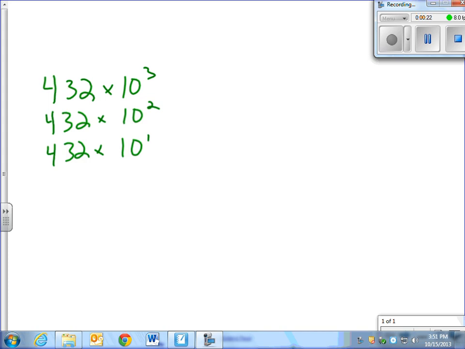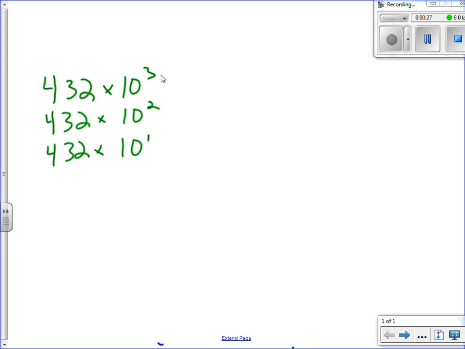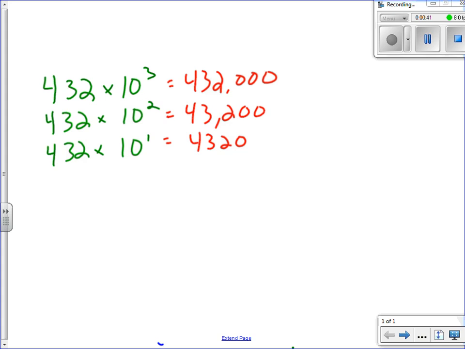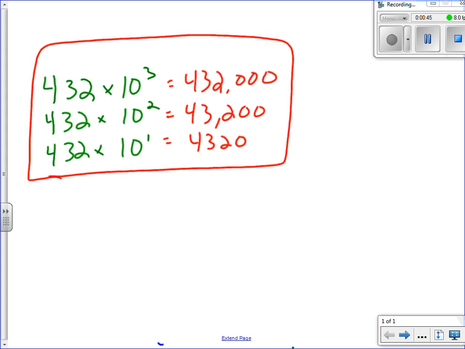And you have 432 times 10 to the third equals 432,000. And then you have 432 times 10 to the second equals 43,200. And then the last one is you have 432 times 10 to the first equals 4,320. And once again, this right here is on the PI. You just need to use the powers of 10 to explain.